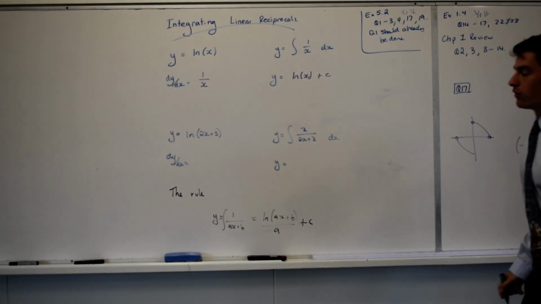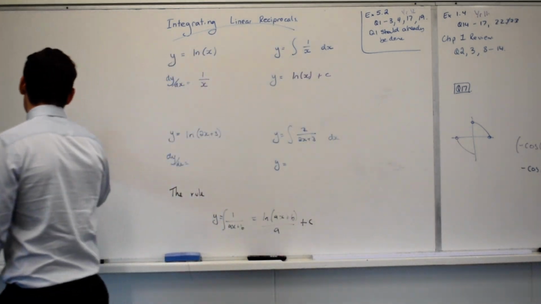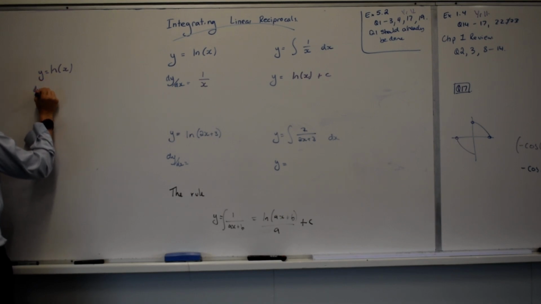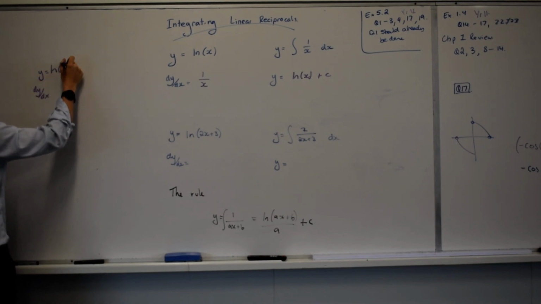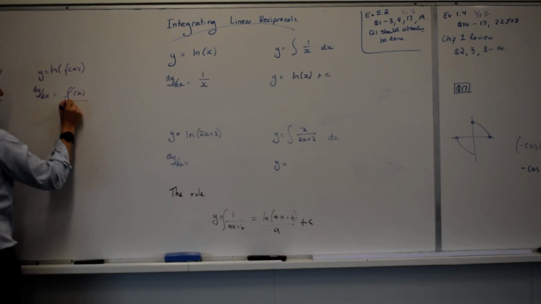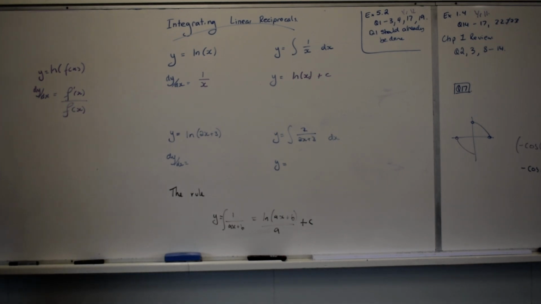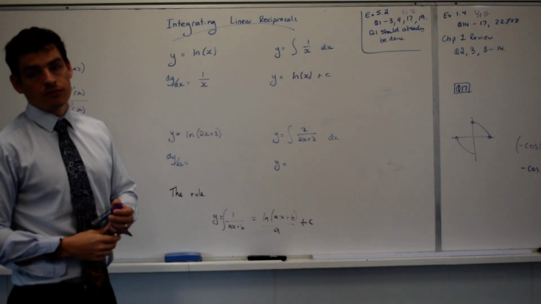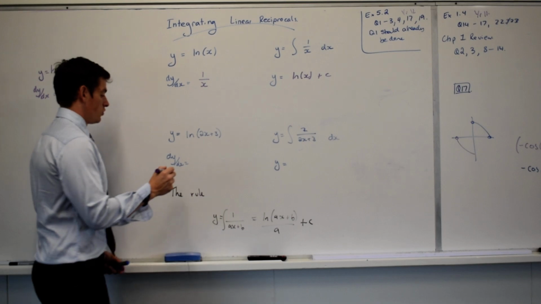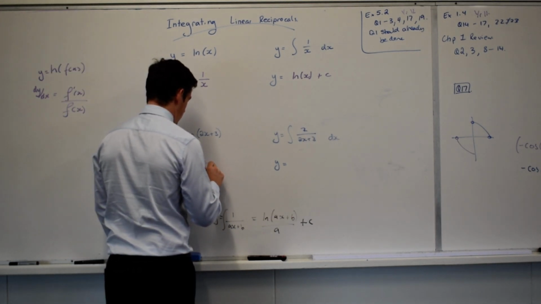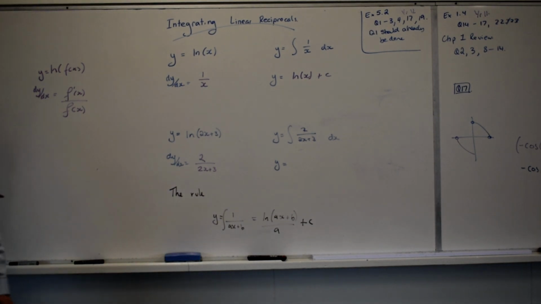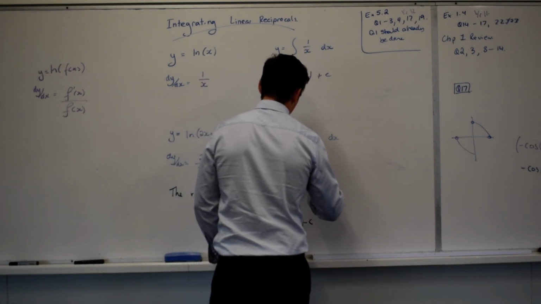Remember the shortcut for the derivative of ln f(x). The derivative equals f dash x over f(x). What do we get for ln 2x plus 3? What's the derivative of that? 2 over 2x plus 3, which means the integration of 2 over 2x plus 3 is ln 2x plus 3.